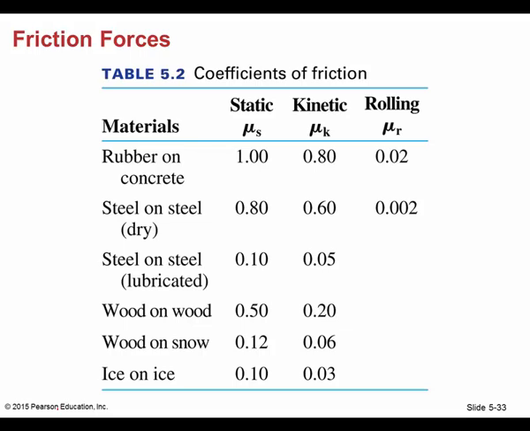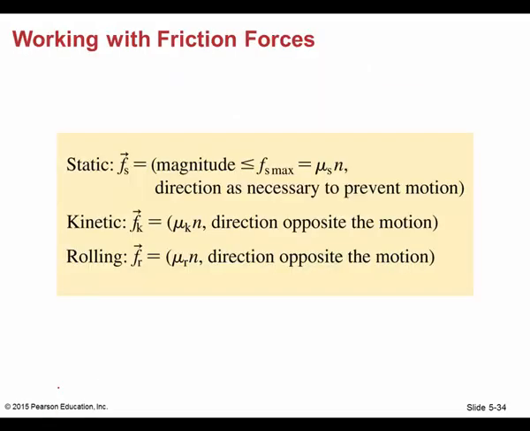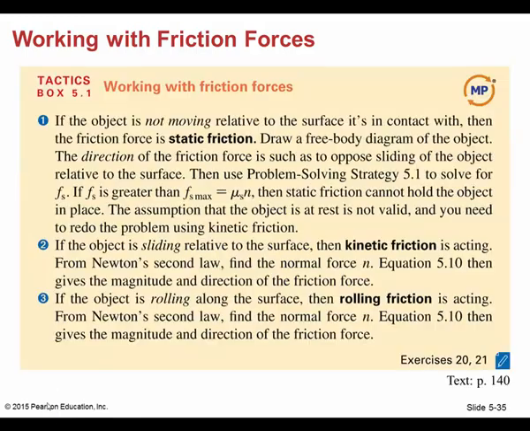Okay, and here are some coefficients: rubber on concrete, steel on steel. Notice the difference in static, kinetic, and rolling. Wood on wood, wood on snow, ice on ice, and so on. Notice that these numbers drop, and they have to drop. The coefficients for kinetic and rolling have to be less than static because the objects are moving. That's just common sense. Again, here it shows you the formulas, and you do need to know these. You do need to put these on your formula card, okay?